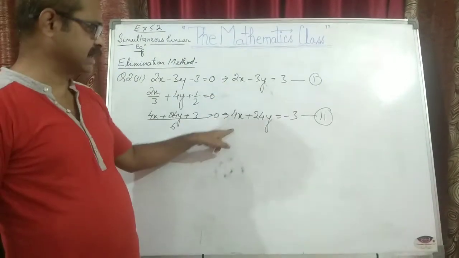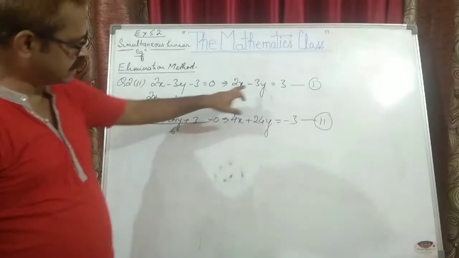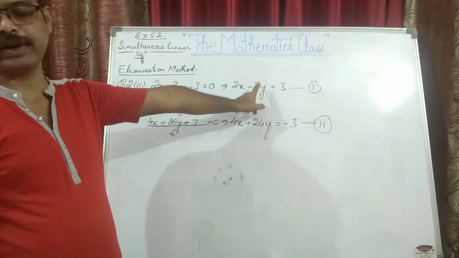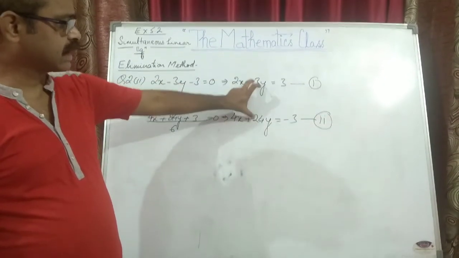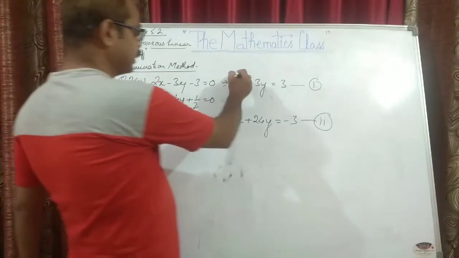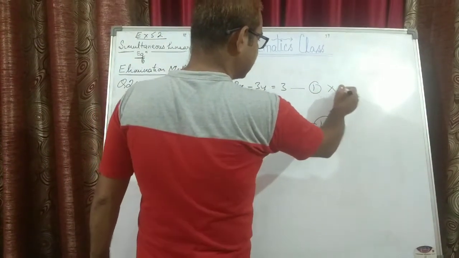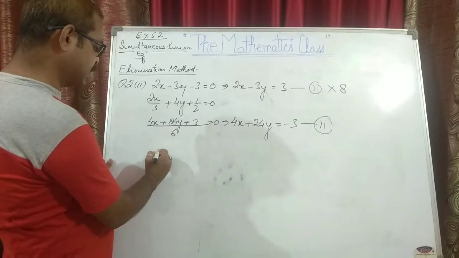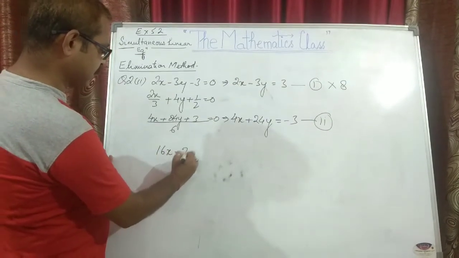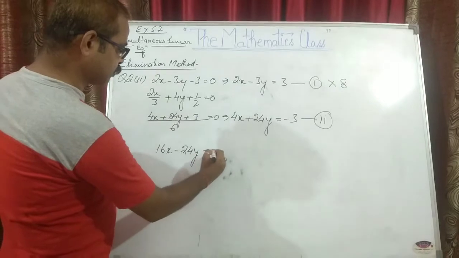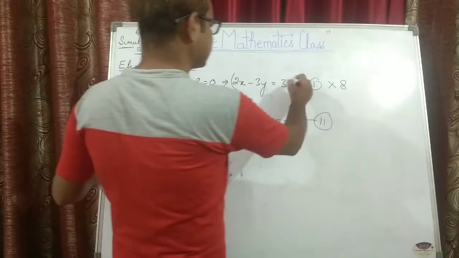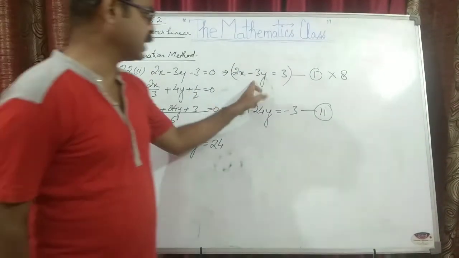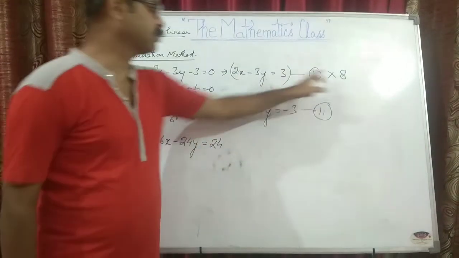Now we have to eliminate one variable. You can see this is plus, this is minus. If we make 3y as 24y, plus and minus will cancel each other. So we are multiplying equation number 1 by 8. We get 16x minus 24y is equal to 24. This whole equation is multiplied by 8, so 2x into 8 is 16x, minus 3y into 8 is minus 24y, and 3 eights are 24.